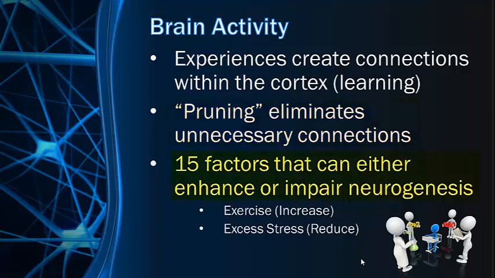There are 15 factors that can either enhance or impair neurogenesis. An example would be exercise. Exercise can actually increase neurogenesis, or creating connections, while excess stress can reduce your ability to create new connections.